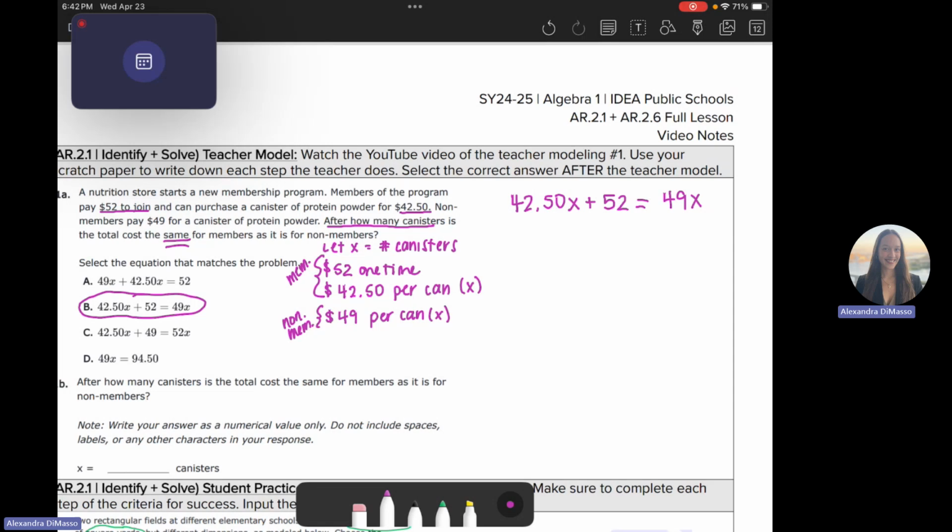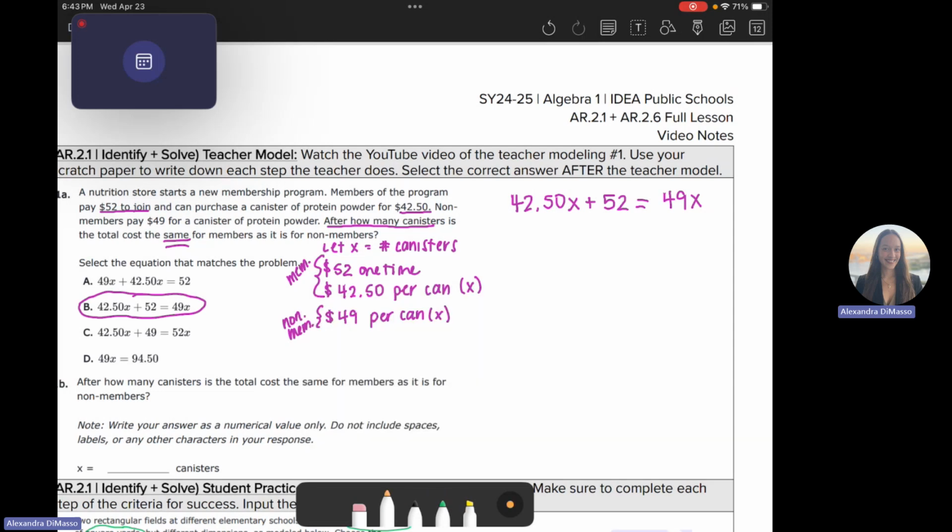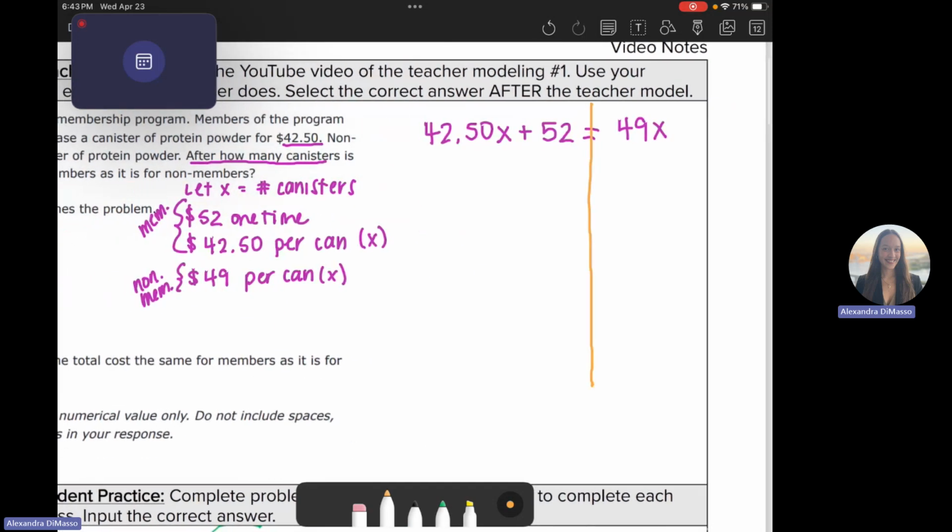Now, I've already got that written, so now I'm going on to part B. After how many canisters is the total cost the same for members as it is for non-members? Essentially, all I'm looking for you to do now is to actually solve the problem. It's just an algebra problem that we're going to solve. When I solve my algebra problems, I always like to put a line down my equal sign. That way I can see what's on the left and what's on the right side.